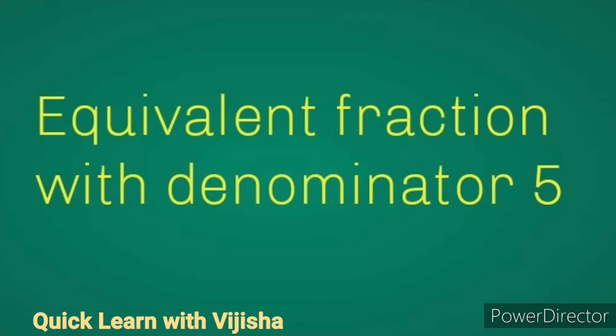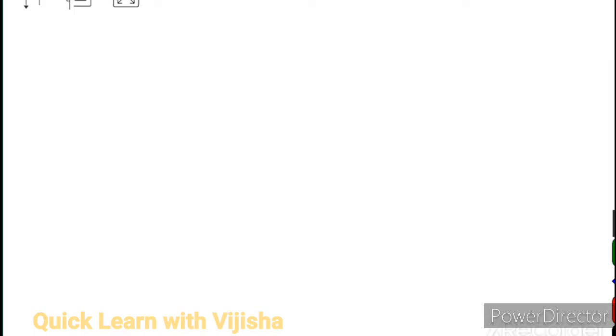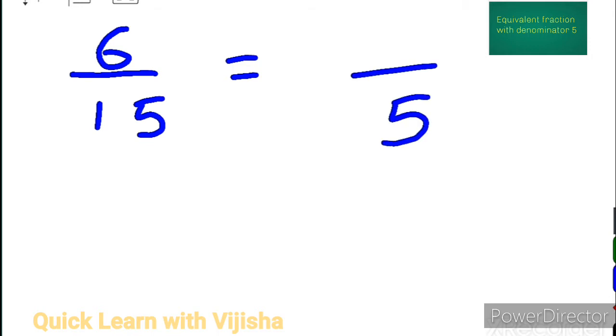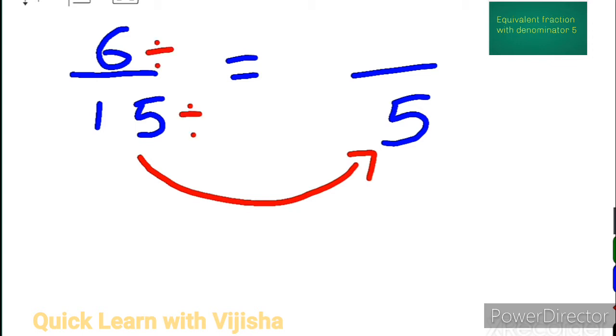Now we will see for question number 3, to make equivalent fraction with denominator 5. The question is given as 6 upon 15. Now in this question it is given to make the denominator as 5. Now it has reduced. 15 has reduced to 5. So we will put division. If it is reducing, we will put division. If it is increasing, we will put multiplication. Understanding children?